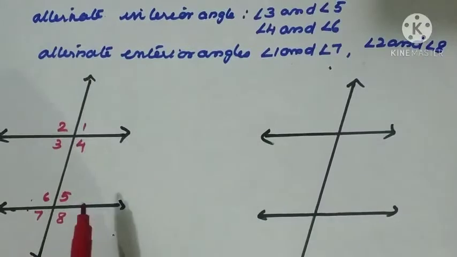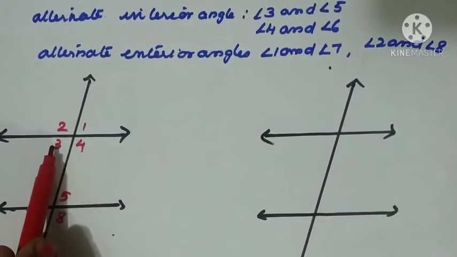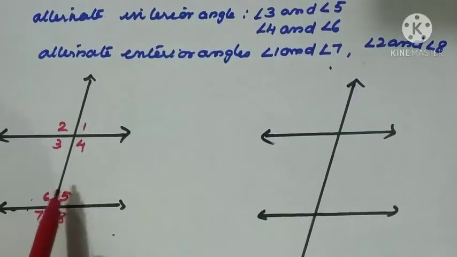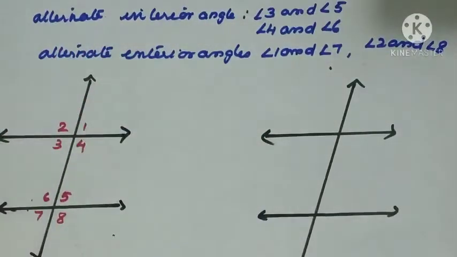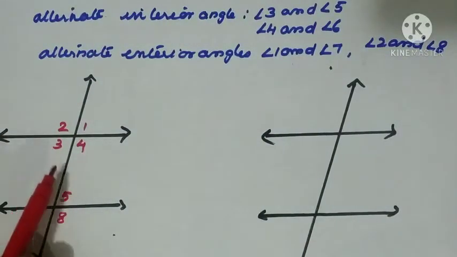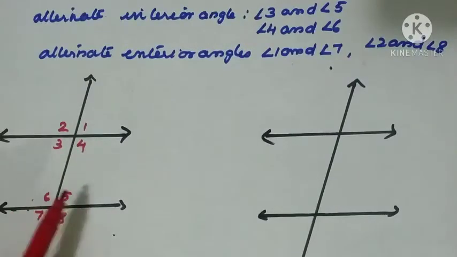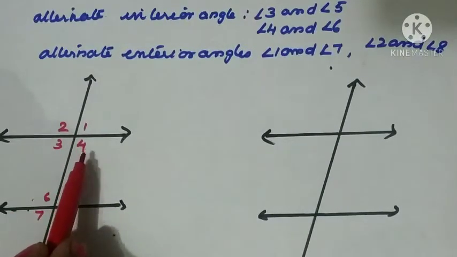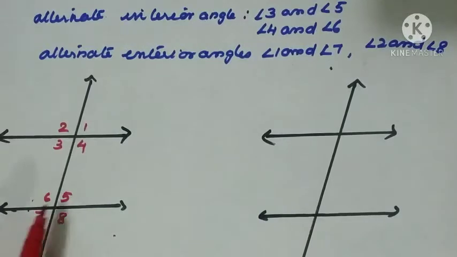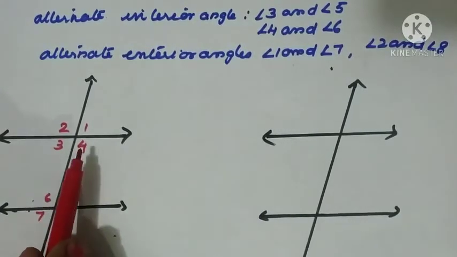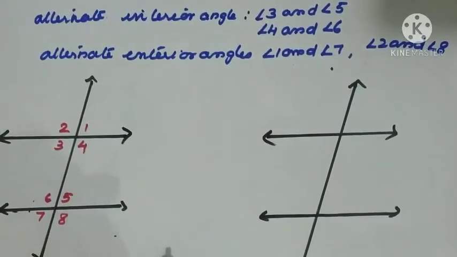First of all, it should be interior angles. Which are the interior angles? 3, 4, 5, 6. Now the word is alternate. That means it's not on the same side. So when we are considering 3, the alternate angle is 5. Next, when we are considering 4, the alternate angle is 6. So 3 and 5, and 4 and 6 are alternate interior angles.